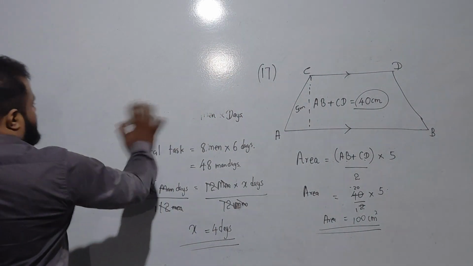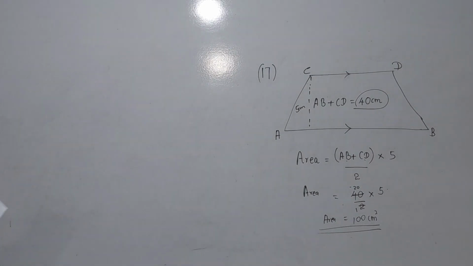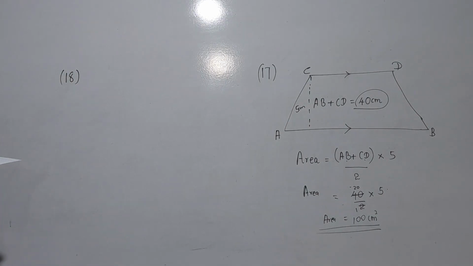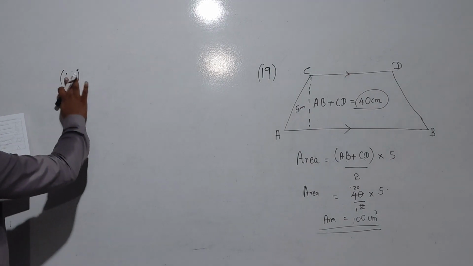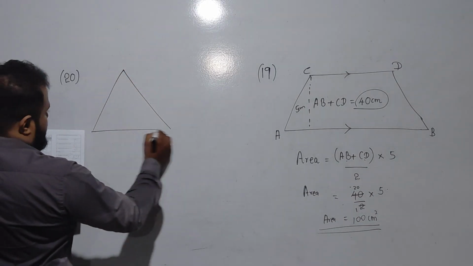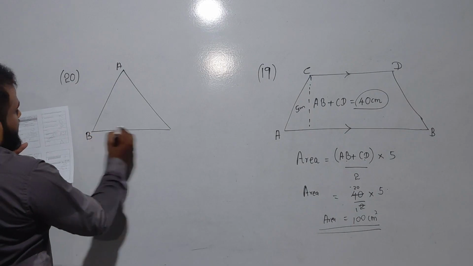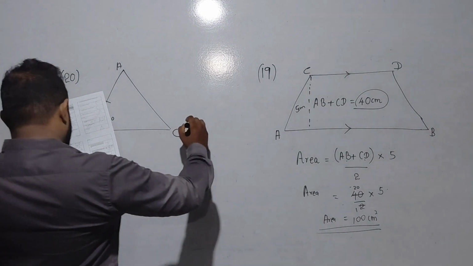Next question. So we have to do question number 20. Triangles ABC and PQR are two congruent triangles. They are congruent. Find the value of angle ACB. They have given this as 70 degrees.